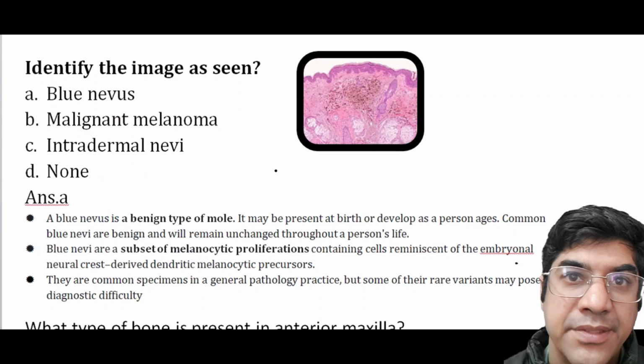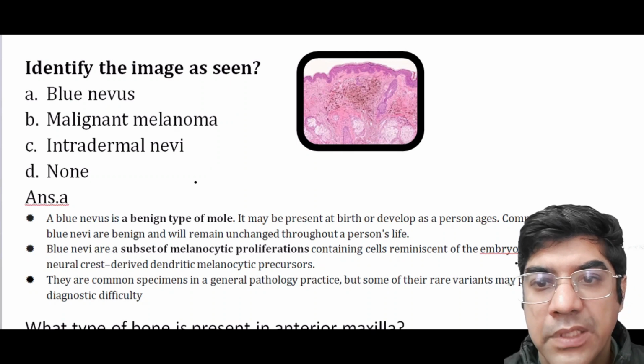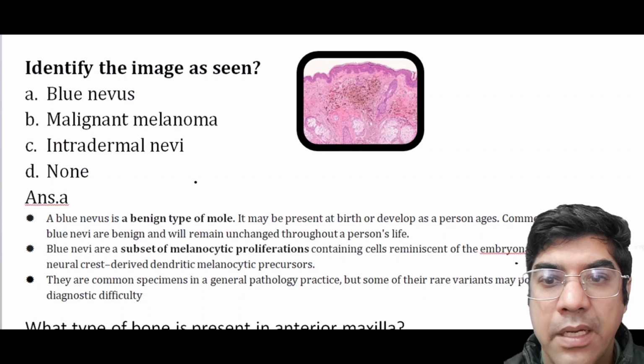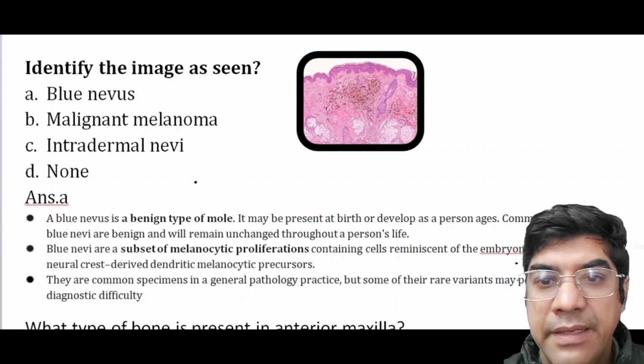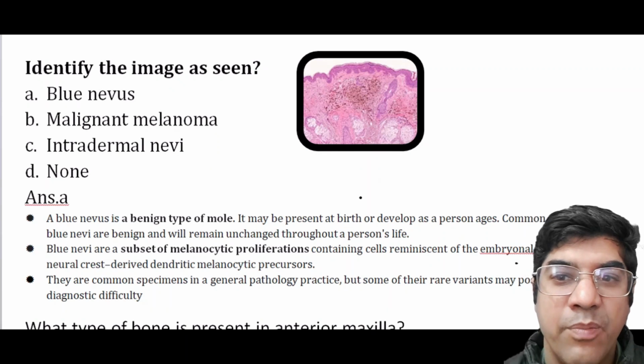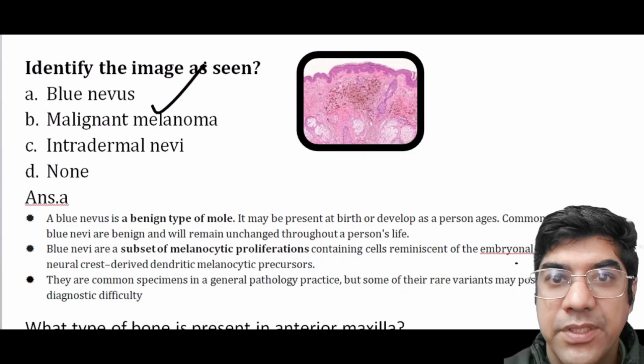Identify the image that is seen here. The answer is a blue nevus. Blue nevi are benign and usually harmless, and they may be present at birth or develop late in life. The term blue nevus comes from the characteristic blue to black color that nevi often exhibit. That can range in color from blue to slate gray. So the answer is a blue nevus.